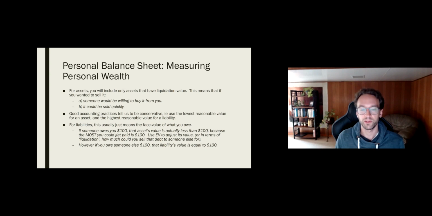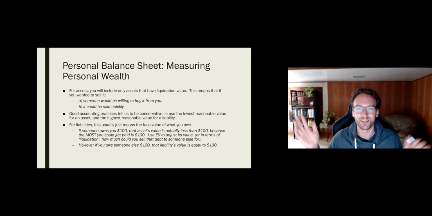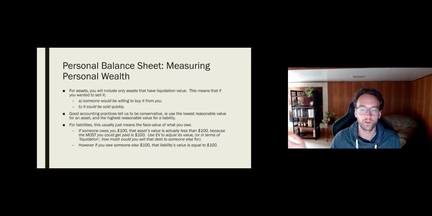Now let's flip the tables. If you owe someone $100, under conservative practices, you can't reduce the amount you owe them because you might not pay them or something, right? Or they might die and you don't have to pay them at all because they didn't tell their friends and family about the debt, or dark, terrible stuff like that. You just have to keep it at 100. That's a conservative estimate. You owe 100, it's a liability that has a value of $100.